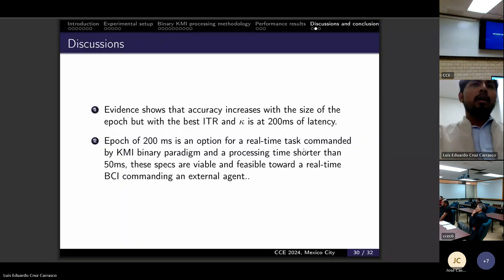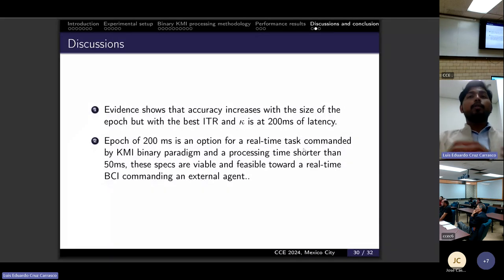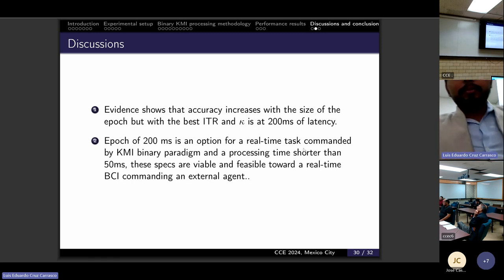Some discussion about the results: the evidence shows that the accuracy increases with the epoch size. We have better accuracy with a greater epoch size. But the best ITR and the best kappa coefficients occur in an epoch size of 200 milliseconds. So we can consider that 200 milliseconds, which is faster than the visual perception of the user, is an option for a real-time task command.